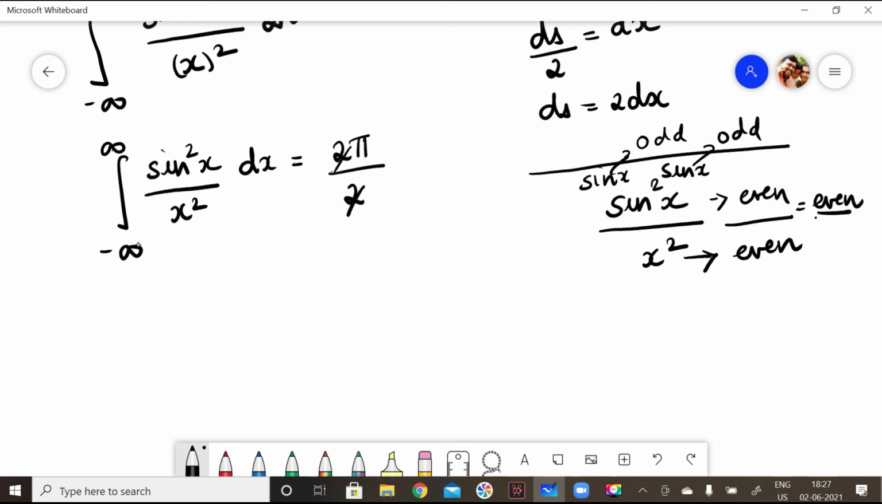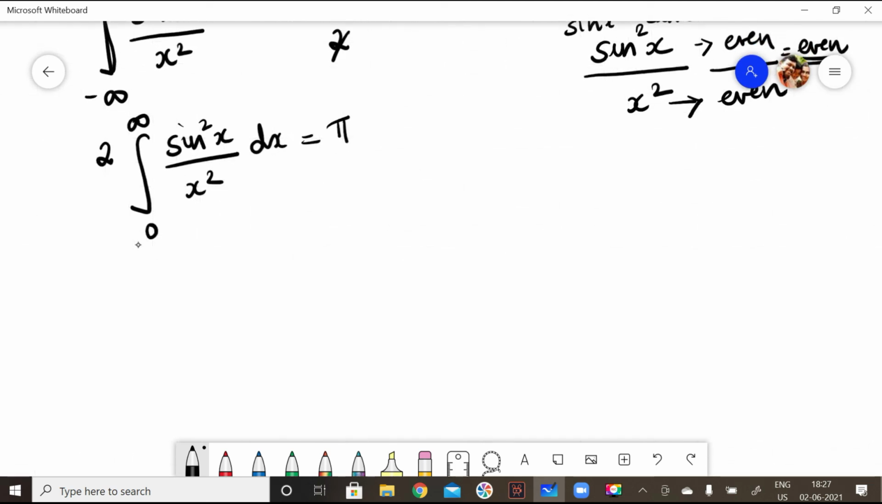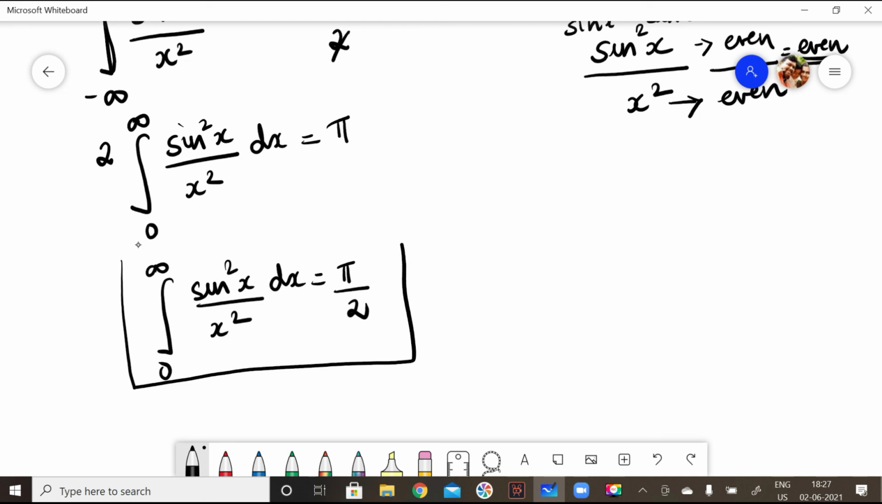So when the function is even, I can rewrite it as twice the integral from 0 to infinity of sine square x by x square dx is equal to pi. Okay, so now the integral from 0 to infinity of sine square x by x square dx is equal to pi by 2. So I have found out the value. The problem looks very big, but if you do it step by step, it is very easy. If you have any doubts, you can ask me.